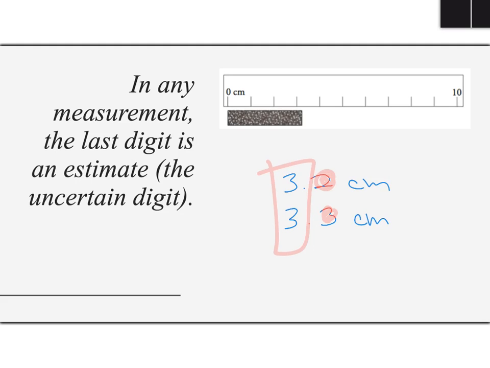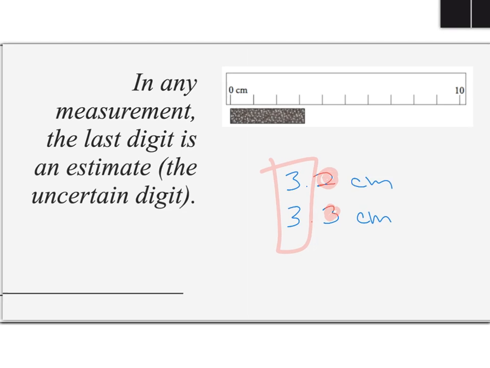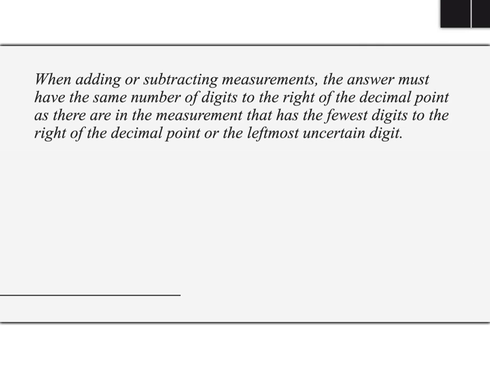When we are doing measurements, sometimes we need to do calculations. For the rule, when adding and subtracting measurements, the answer must have the same number of digits to the right of the decimal point as there are in the measurement that has the fewest digits to the right of the decimal point, or the leftmost uncertain digit. So let's take a look at some examples to see what this means.